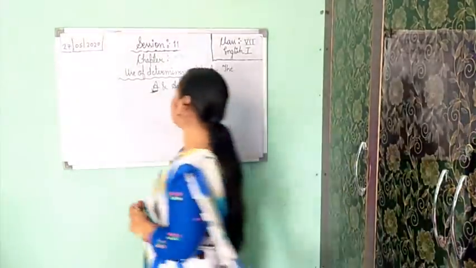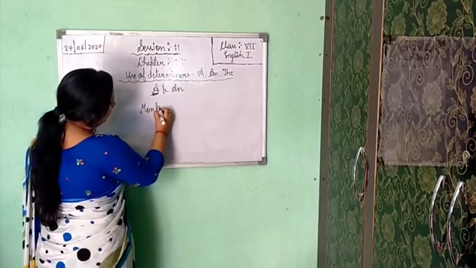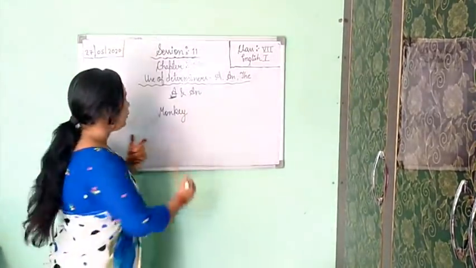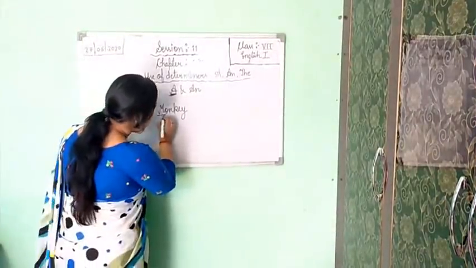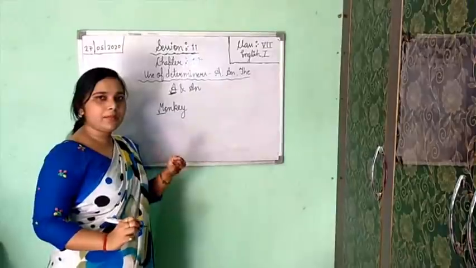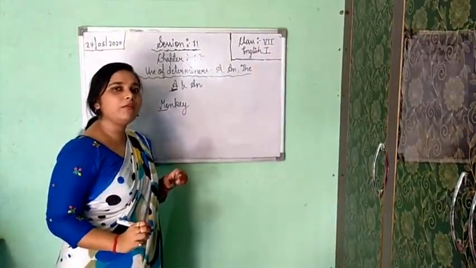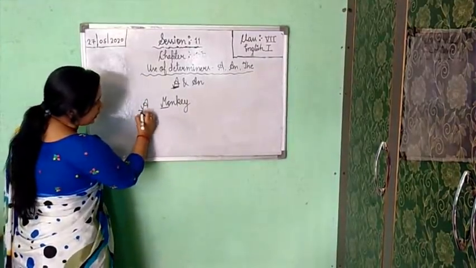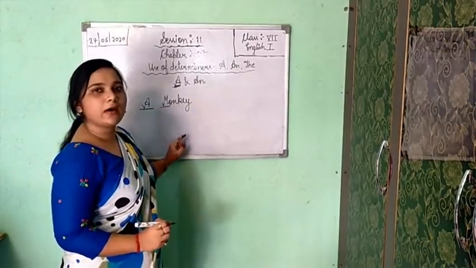For example, monkey. When you say monkey, here the pronunciation is of monkey. The M is your consonant and the pronunciation which you are taking is also a consonant. So simply you will put here the determiner a, because here you are getting a consonant sounded word.